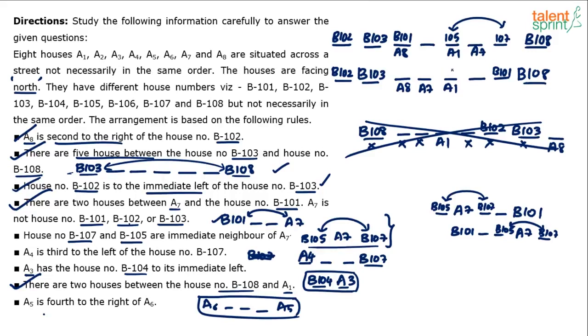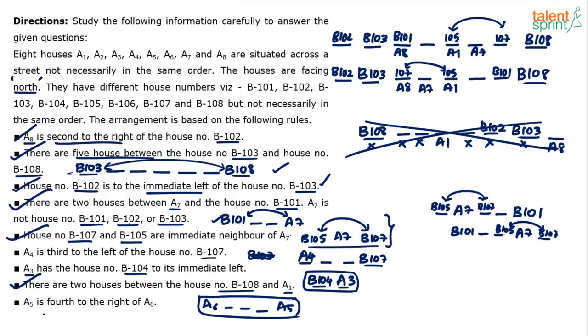Similarly, this is 105. This is, let's say, 107. Of course, again, these two also can be swapped. We are not sure. Now do the other things. What is the other thing? A4 is third to the left of 107. Is 107 fixed? Achha, 107 is not fixed, but we can try out now. A4 is third to the left of 107.